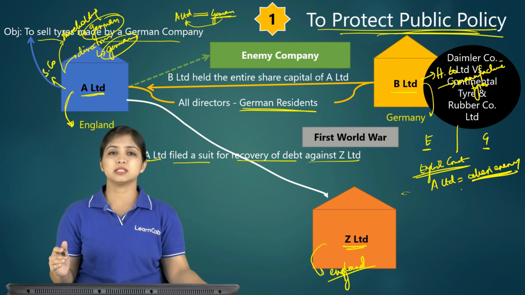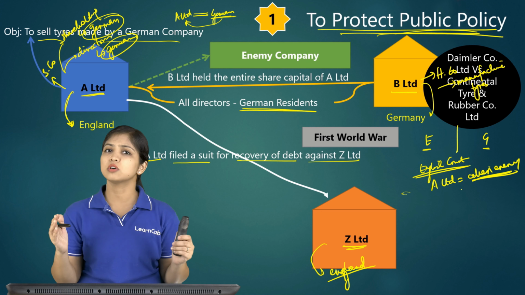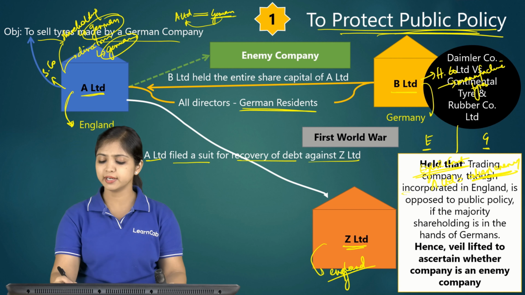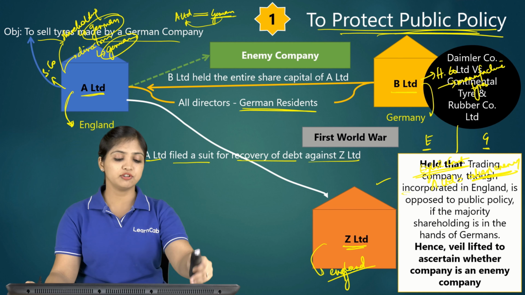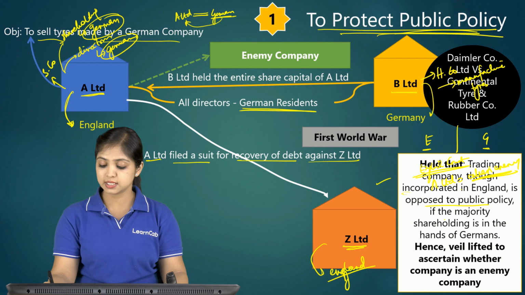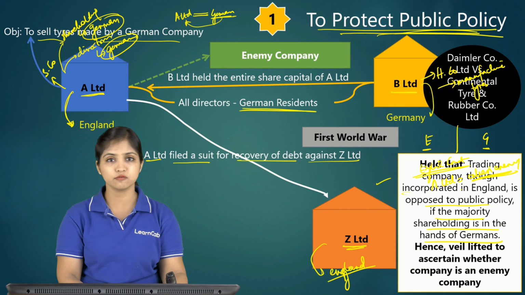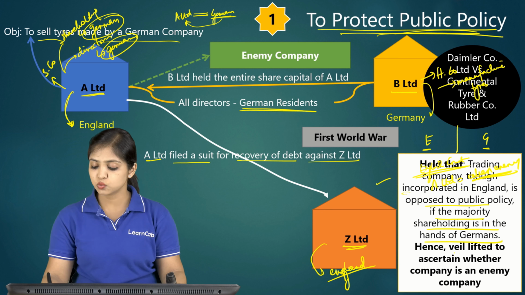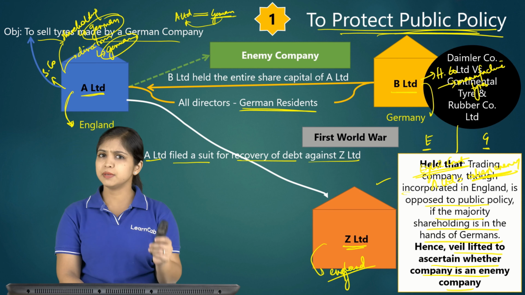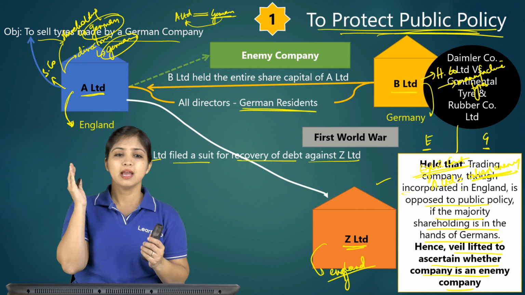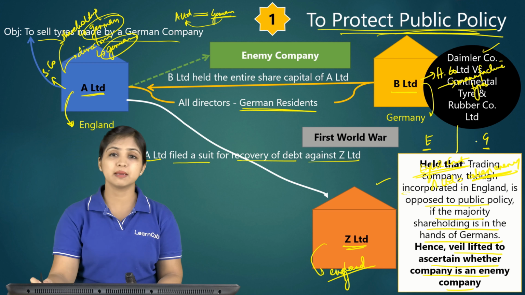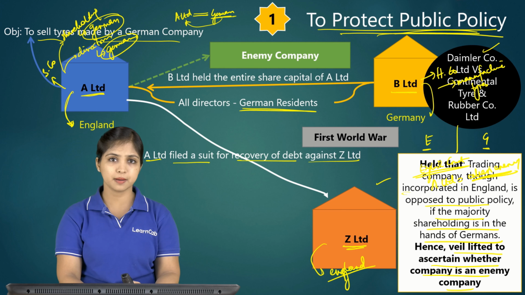So to protect the public policy, the court might lift the corporate veil. Once the court lifts the corporate veil, the company and the shareholder will be treated as one and the same person. Let's read what's mentioned over here. The trading company is A Limited. Even though it is incorporated in England, it is opposed to public policy if the majority shareholding is in the hands of Germans. Germans were enemies at that time. Hence, veil lifted to ascertain whether the company is an enemy company. Is a company an enemy or a friend? To decide that, you will lift the veil and you will say the company and the shareholders are one and the same. Understood? This was held in the case of Daimler Company Limited versus Continental Tire and Rubber Company Limited.